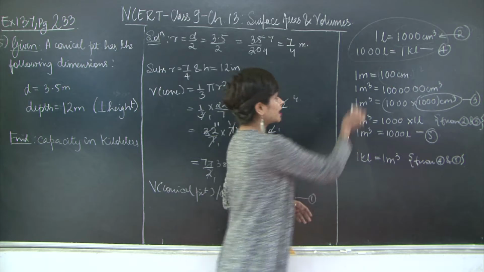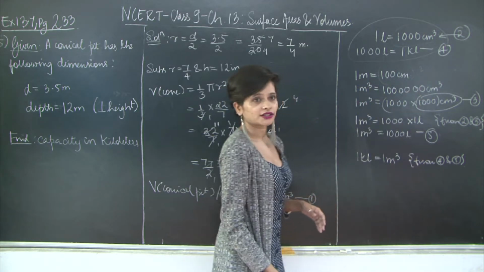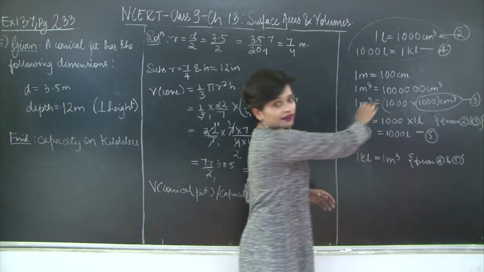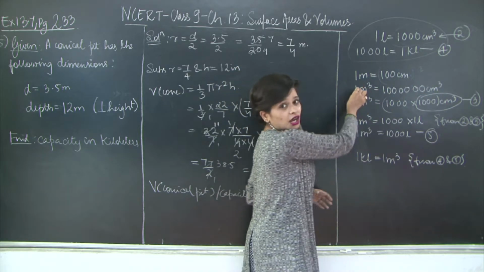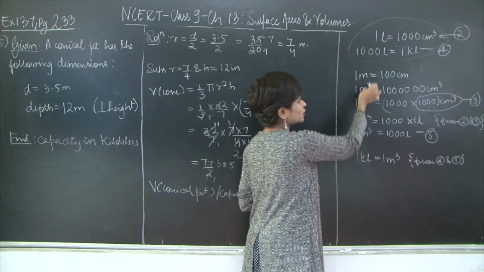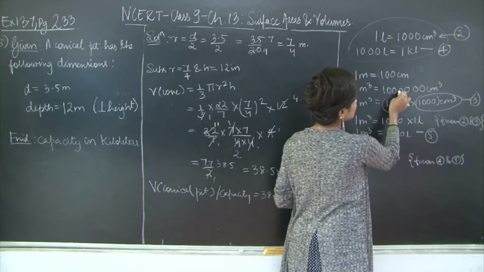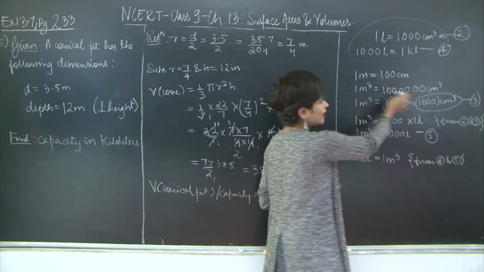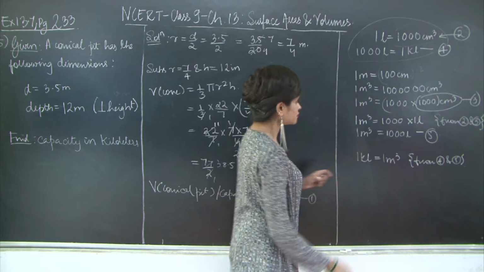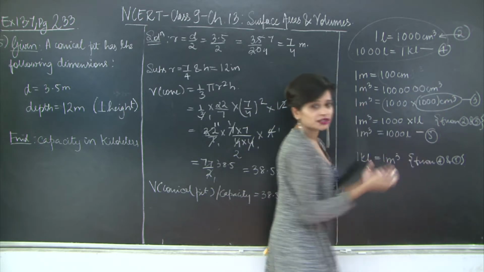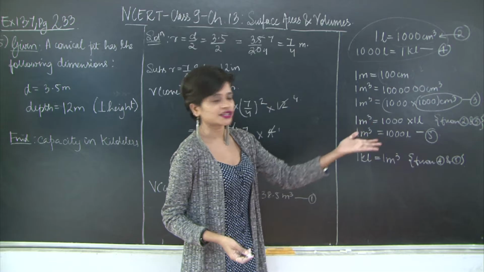Now again we know that 1 meter is equal to 1000 centimeters. So for 1 meter cube, I'm going to cube this entire equation. 1 cube is going to be 1, meter cube is going to be m cube. Similarly, 1000 cube will be 1 followed by 9 zeros. Actually, 100 cube will be 6 zeros after 1, in centimeter cubes. So now 1 meter cube is equal to 1000 into 1000. 1000 into 1000 is the same as 6 zeros.